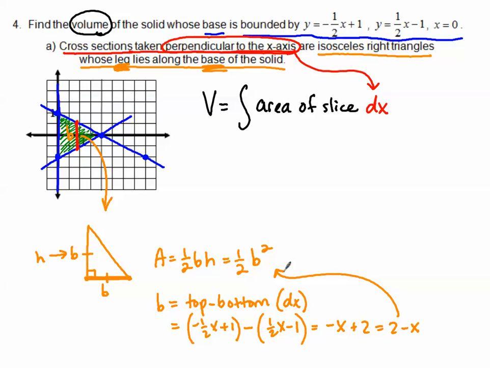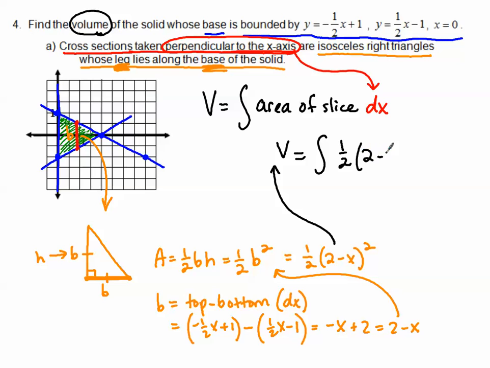Take your base length, plug it into our area: 1/2, 2 minus x, quantity squared. Take our area, plug it into our volume. Integral of 1/2, quantity 2 minus x squared with respect to x, and now I need my limits. If I'm using x's, where does the region start? 0. Where does the region end? 2. Remember, this guy was at 1 right there. 0 to 2. Cool.